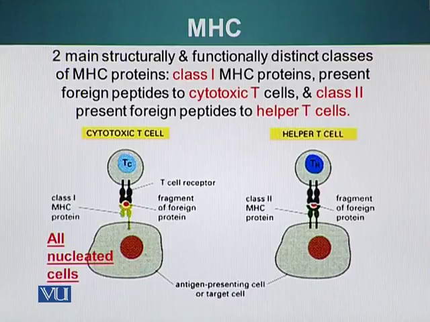Here in the diagram, you can see that these MHC proteins are displaying a protein fragment, which may or may not be foreign in origin. It is being displayed by these cells, and T cells can recognize that. Class 1 MHC proteins are present on the surface of all nucleated cells, whereas class 2 proteins are present only on the surface of antigen presenting cells, which we defined as B cells, macrophages, and also dendritic cells.